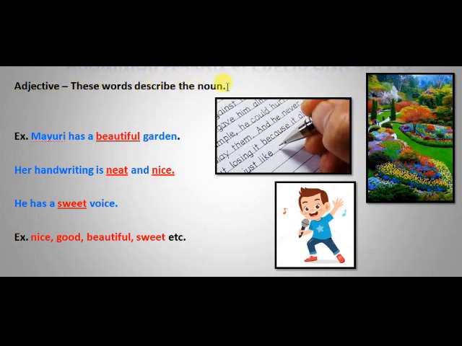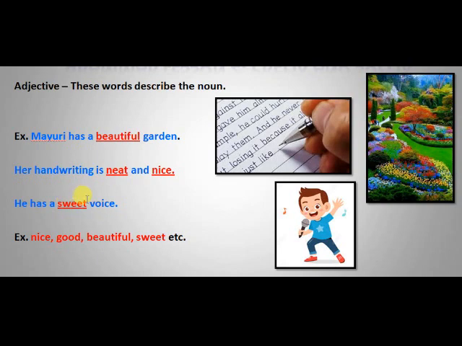These words describe the noun. The action done by these words is that they describe the noun. How is the noun? Example: Mayuri has a beautiful garden. So Mayuri here is a noun. The garden is also a noun. But how is the garden? The garden is beautiful. It is describing the garden as very beautiful. Her handwriting is neat and nice. How is the handwriting? Her handwriting is very neat and nice. He has a sweet voice. So this particular person has a sweet voice.